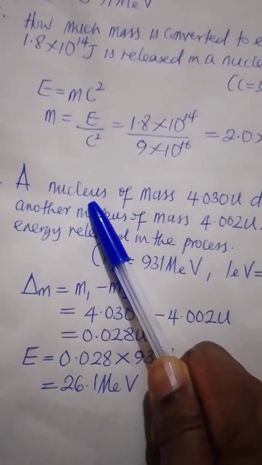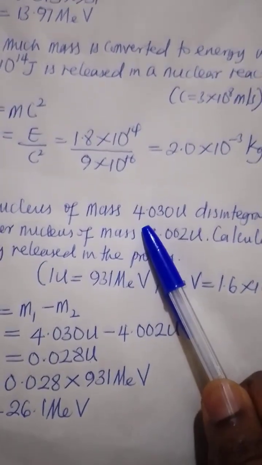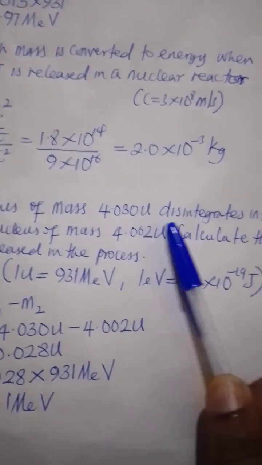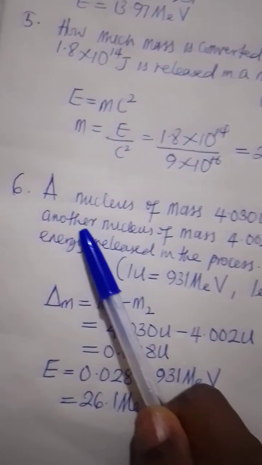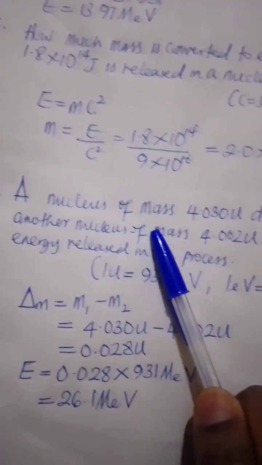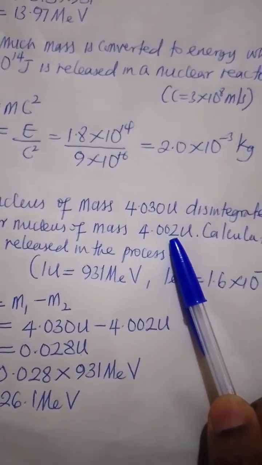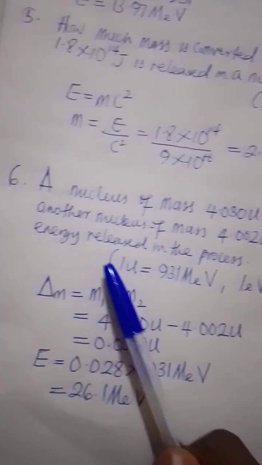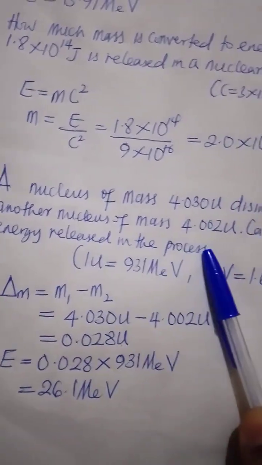A nucleus of mass 4.030 U, that is unified atomic mass, disintegrates into another nucleus of mass 4.002 unified atomic mass. Calculate the energy released in the process.